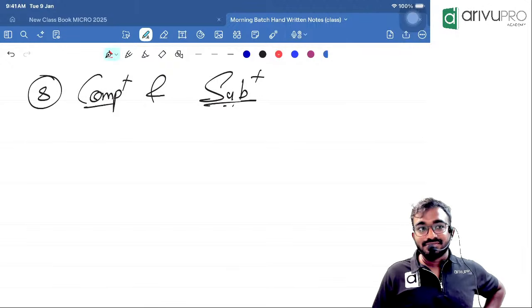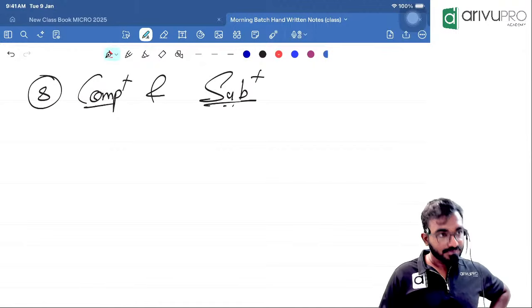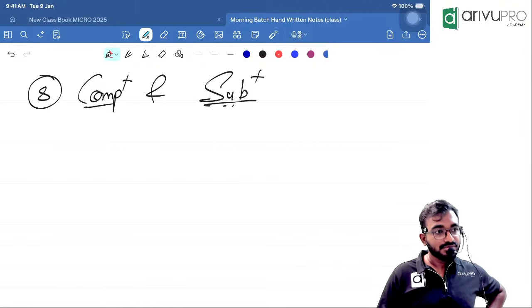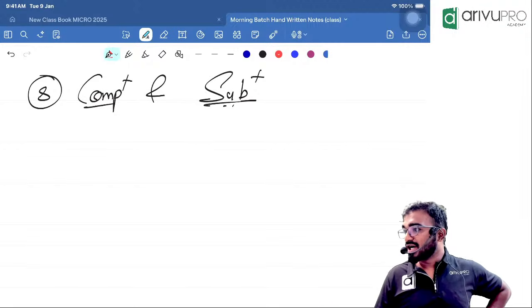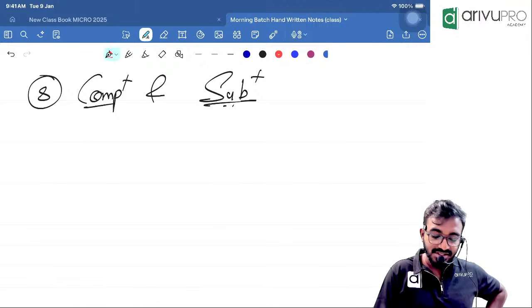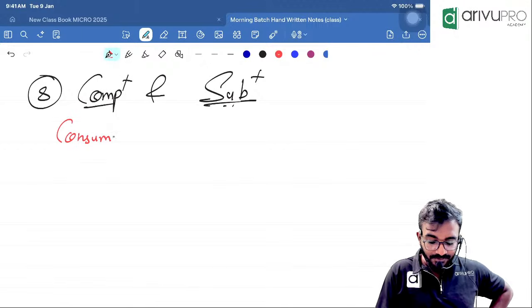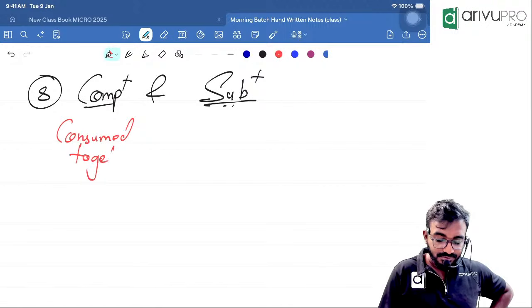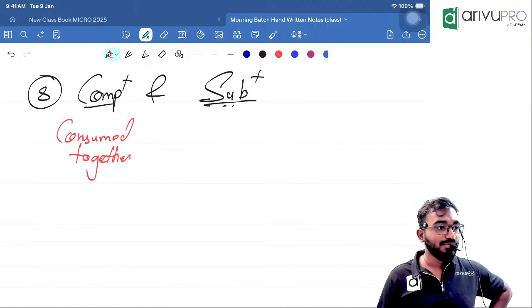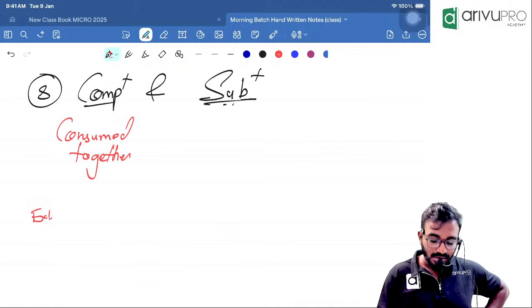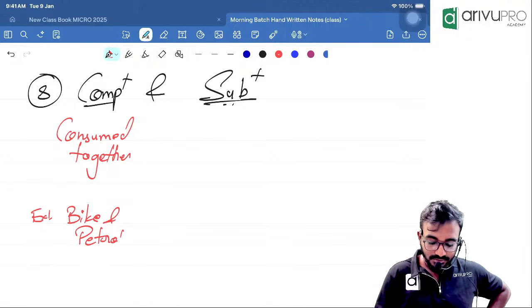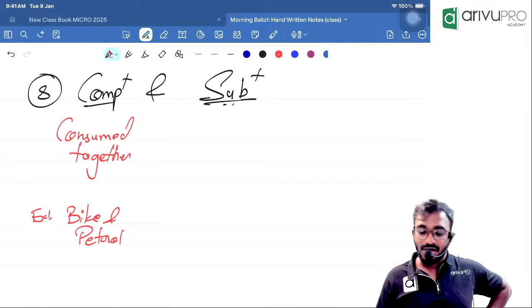Okay, listen. All intelligent fellows. Yes, madam, go on. Okay, without one, we can't use the other good. So, goods which are consumed together. Superb. Goods which are consumed together are called complementary goods. Can I take an example of bike and petrol? Bike and petrol. Accepted? Okay, let's go to substitute.